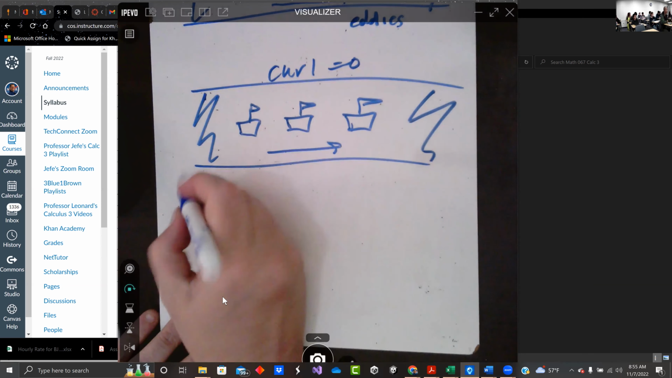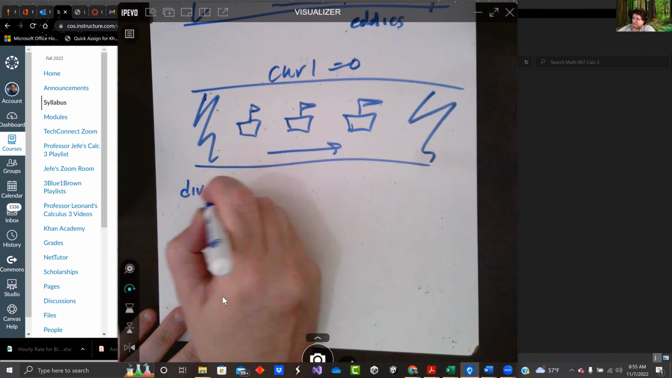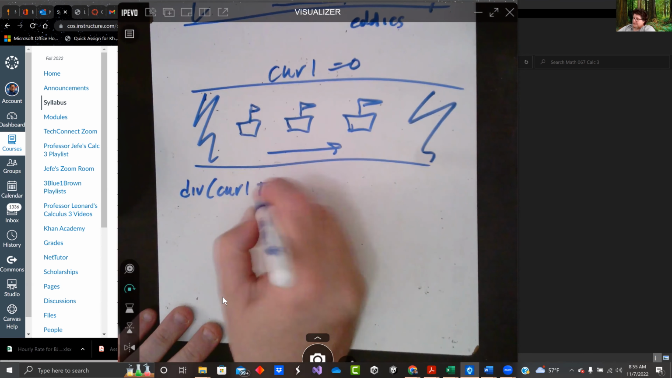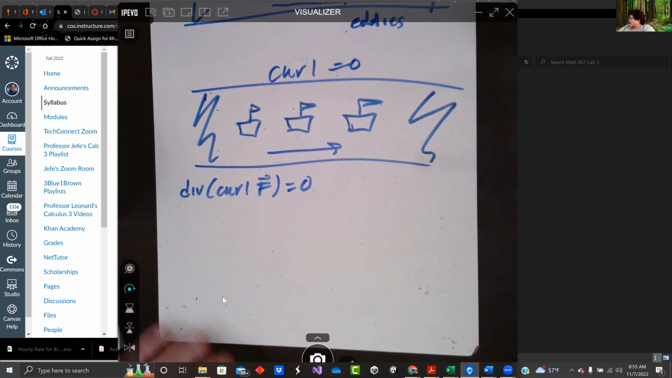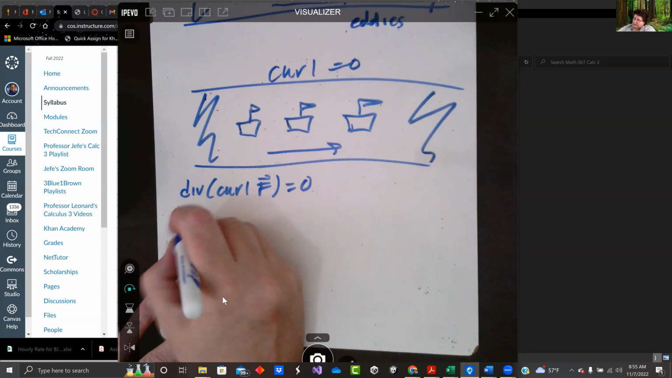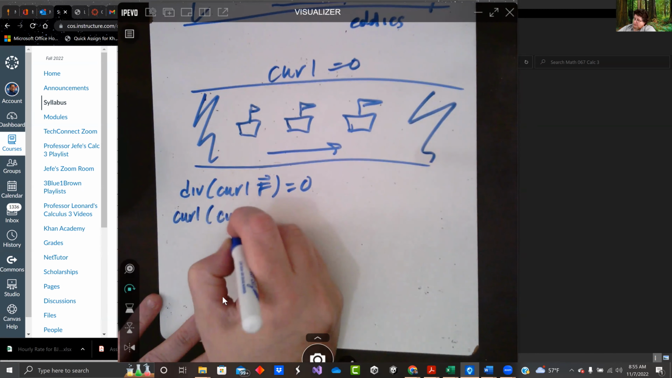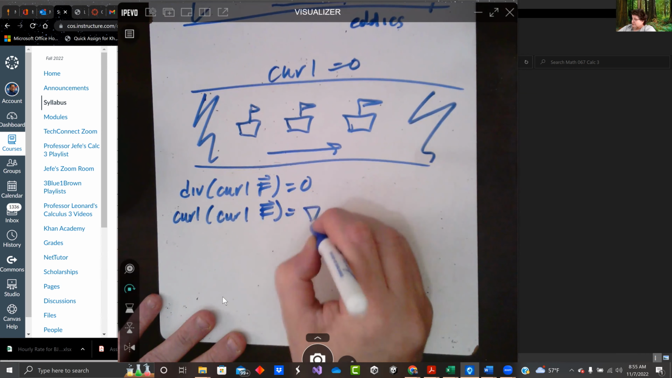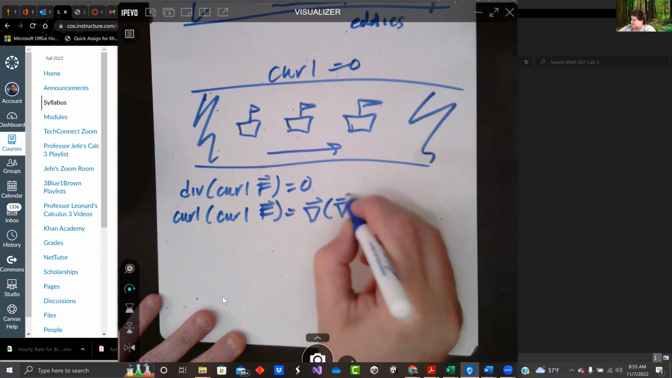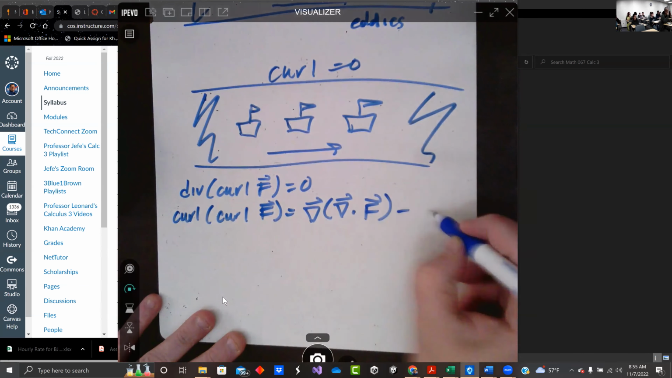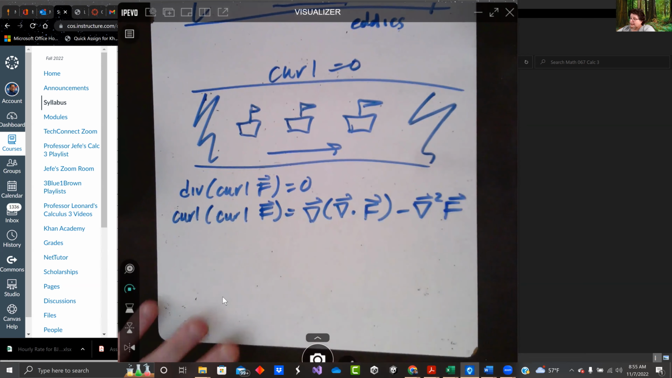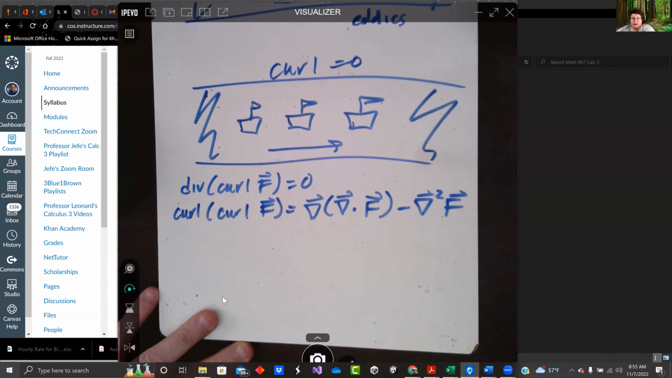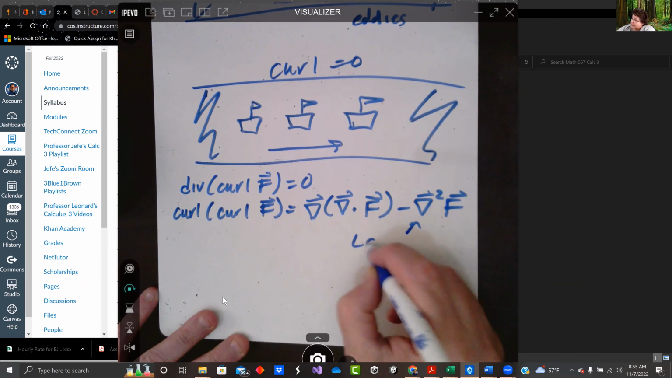But we showed the divergence of the curl was 0. We just did this in the last problem. The curl of the curl, maybe we'll take a look at this tomorrow. The curl of the curl is something you're not ever going to remember. It's just the curl of the curl. It's almost easier to calculate what the curl of the curl is. This is called the Laplacian.